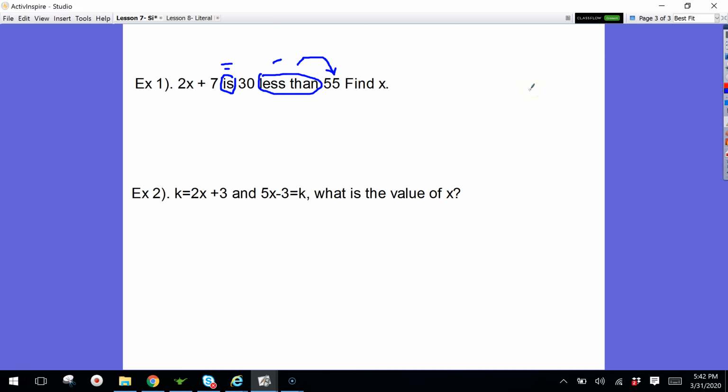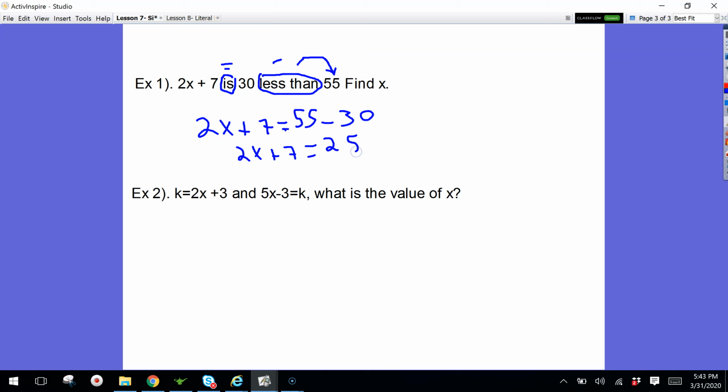Okay, so 2x plus 7 is 30 less. So we're subtracting 30 from 55. You do have to flip those numbers around. And so now we're going to go ahead and subtract 55 and 30, and we're going to get 25.